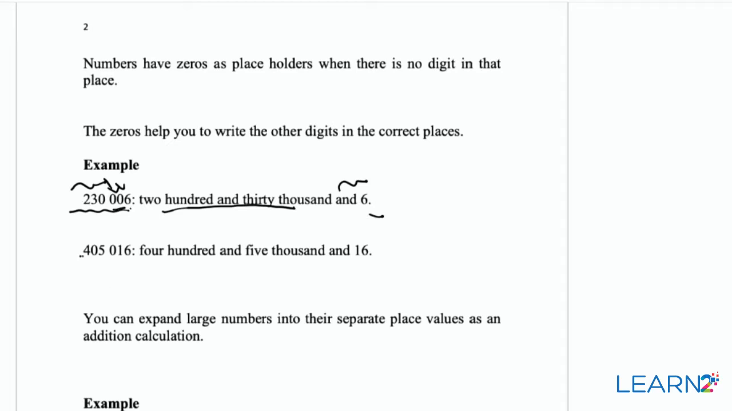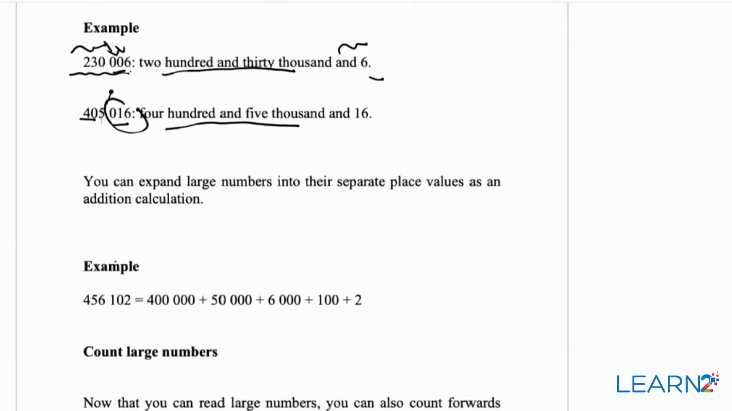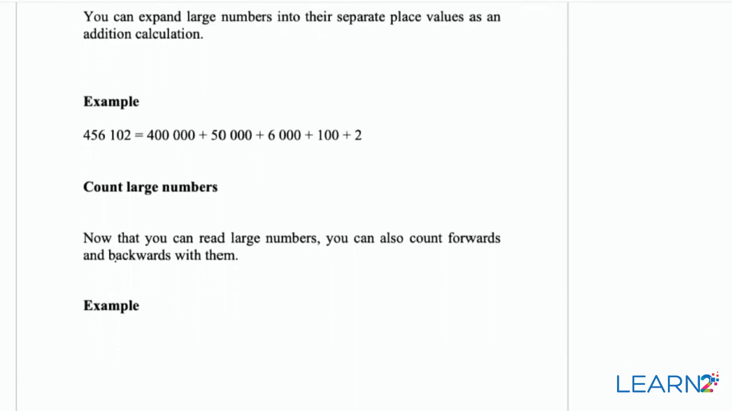What about here? The 405016. It's 405,000, that's 405. And then you've got 016, so the 0 is like an and this time 16. 405,000 and 16. Also what you need to learn how to do is how to expand the number. So you may be given a question in the test which says, expand this number. Well, what is this number?